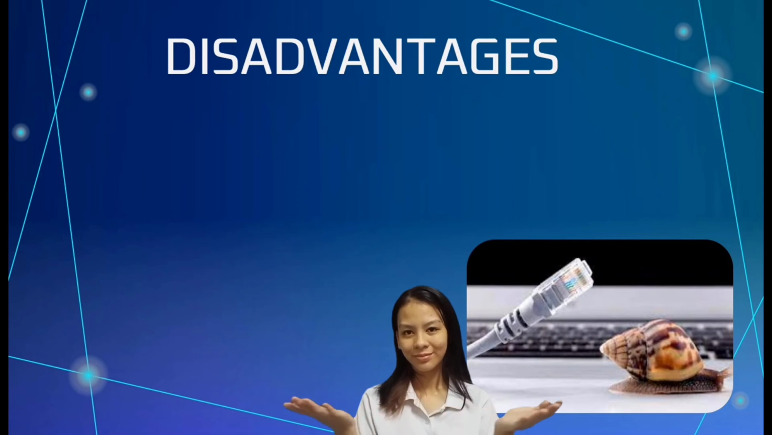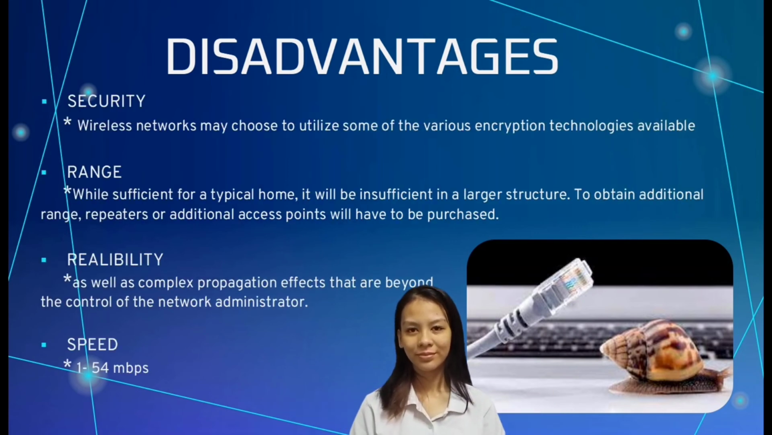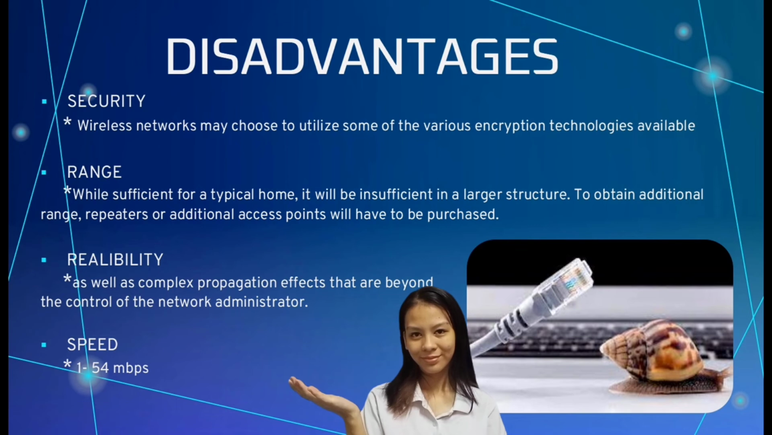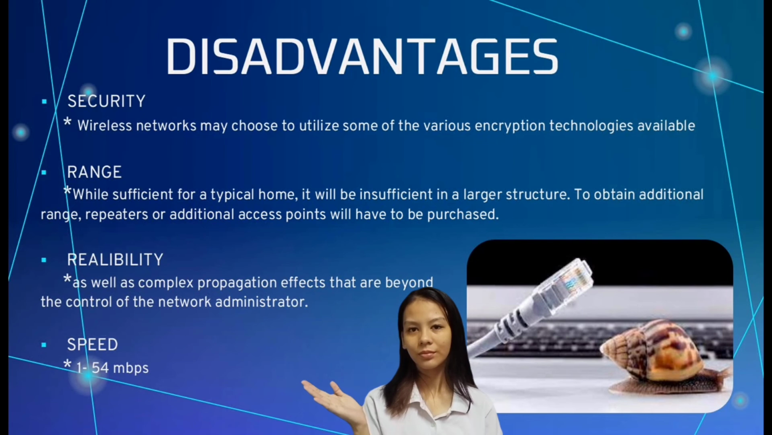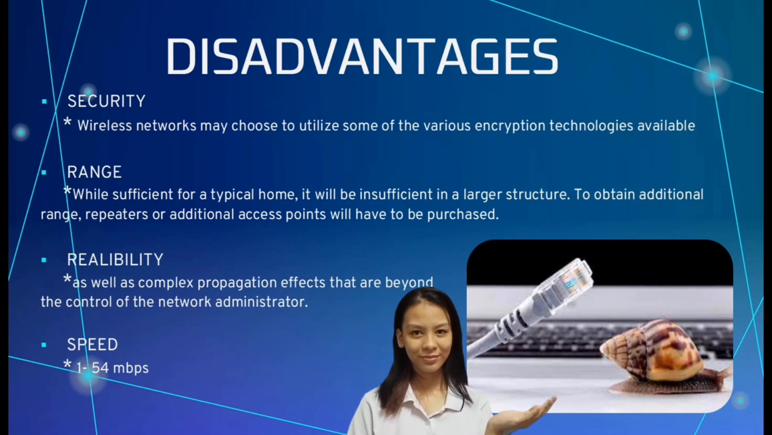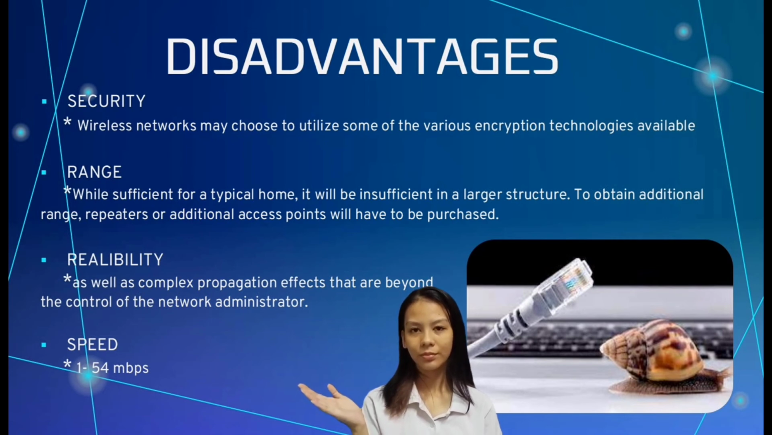For disadvantages of Wi-Fi modem, for a given networking situation, wireless LAN may not be desirable for a number of reasons. Most of these have to do with the inherent limitations of the technology. There are 4 disadvantages of modem Wi-Fi. For security, to combat this consideration, wireless networks may choose to utilize some of the various encryption technologies available. Some of the more commonly utilized encryption methods, however, are known to have weaknesses that a dedicated adversary can compromise.